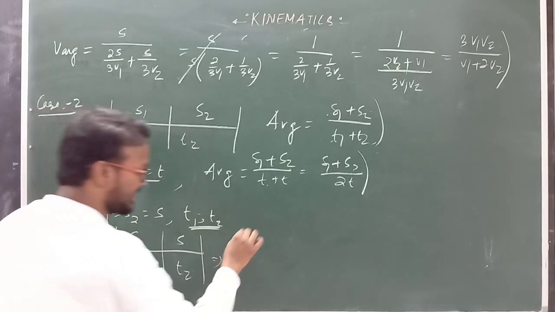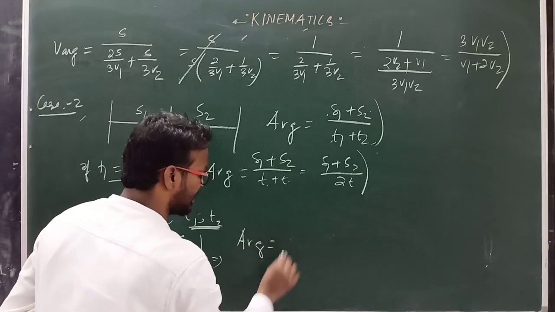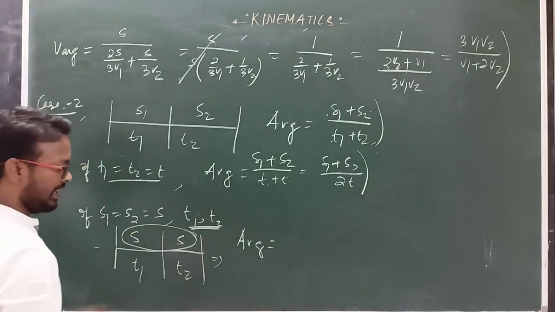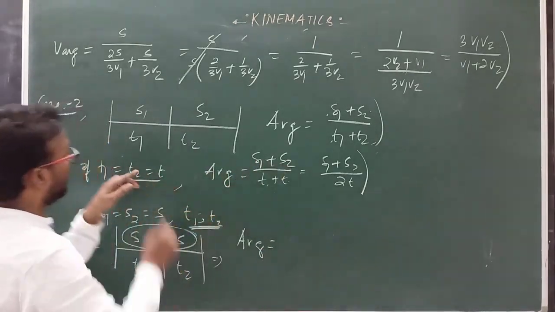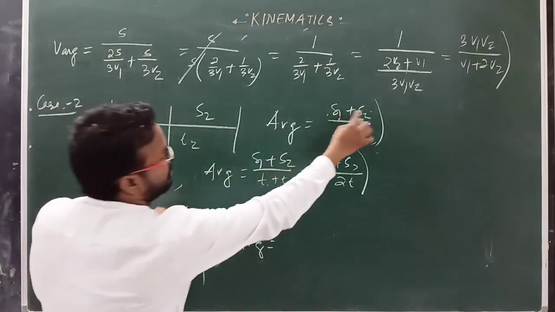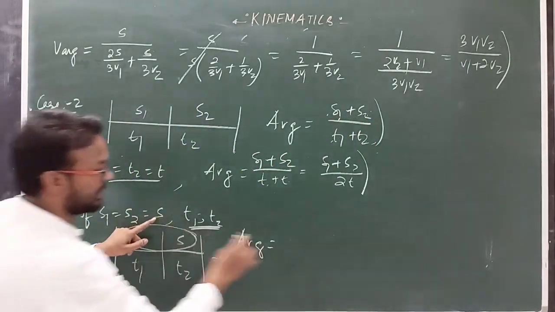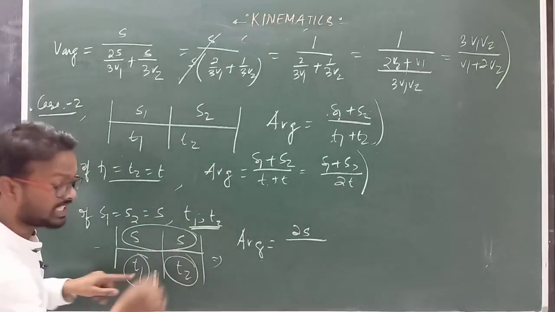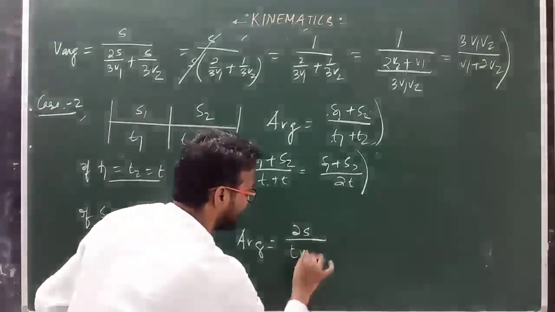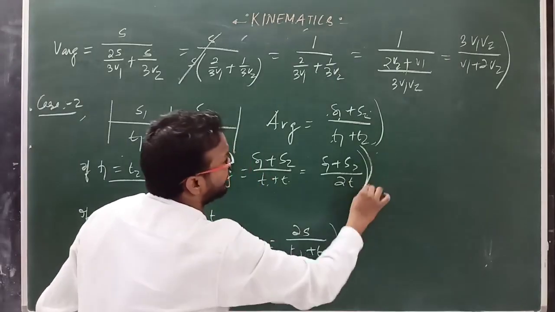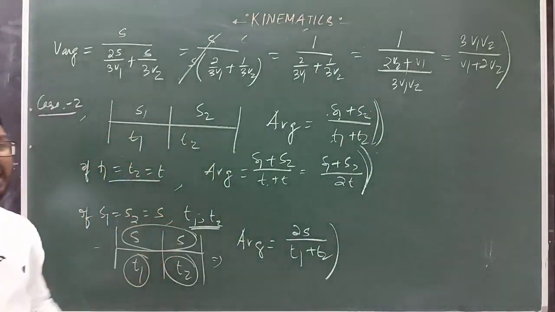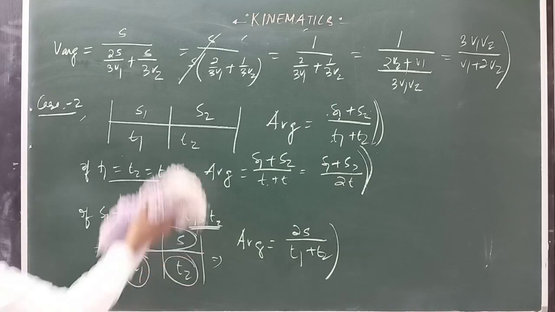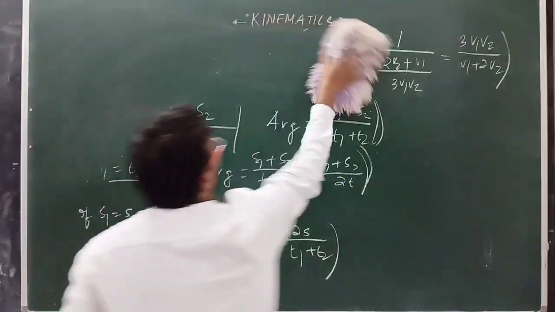So in this case, average speed you can write as v average equal to total distance, which is s1 plus s2, and s1 equal to s2 equal to s, so you can write 2s divided by total time. The times are different, so here we can write t1 plus t2. So these are different formulas you can use to calculate the average speed of a body. Clear? Okay.